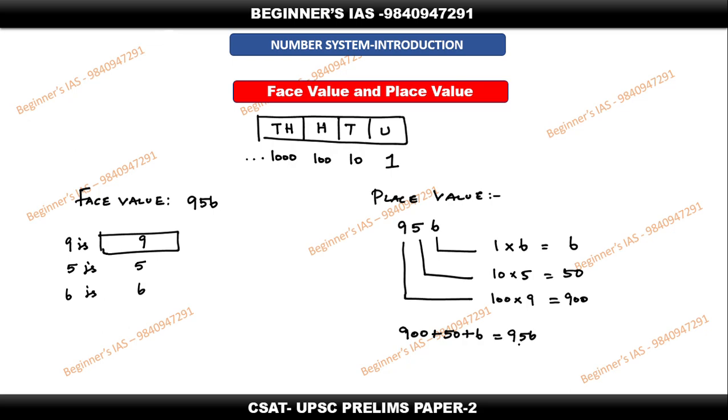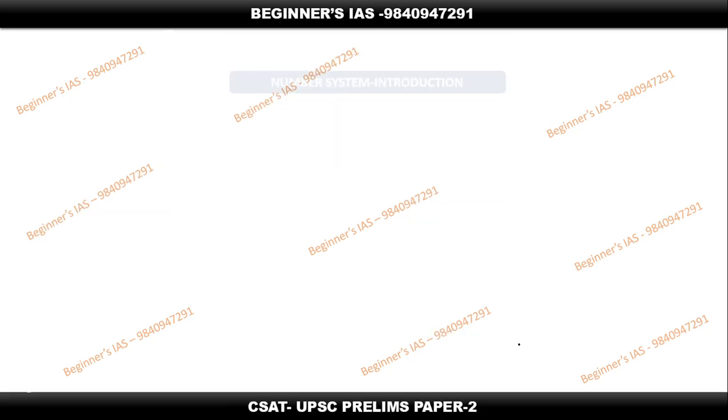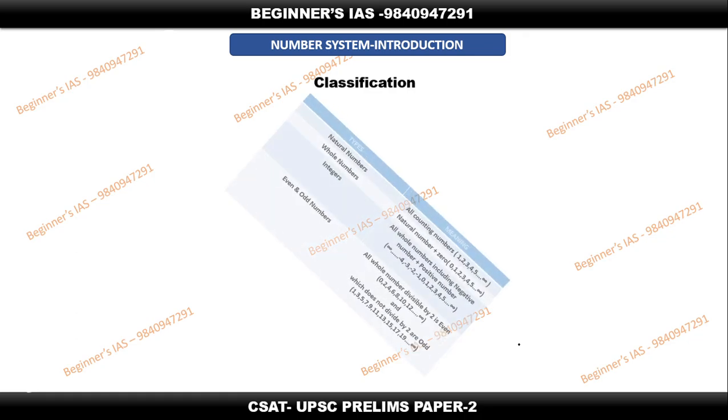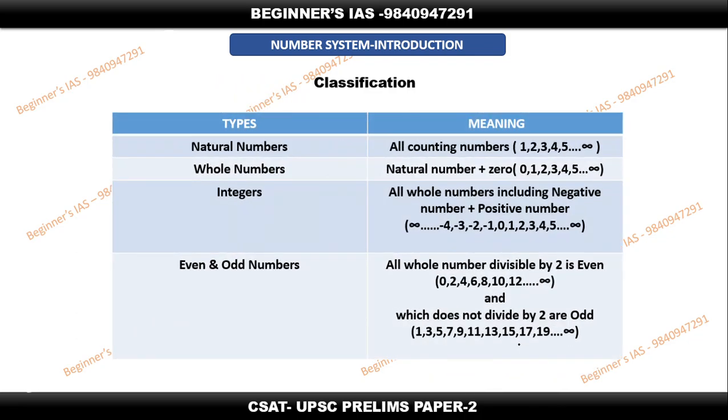After this, we need to know about the classifications of number. Let us start with the natural numbers. Actually, the natural numbers always start from 1. That is 1, etc. up to infinite. Then we have to talk about the whole numbers. The whole numbers is nothing but a natural number plus 0. That is the whole number. Integers, a whole number including the negative and then positive numbers.